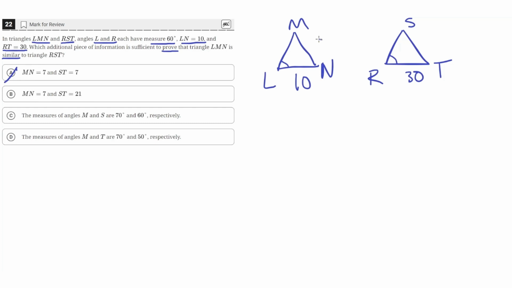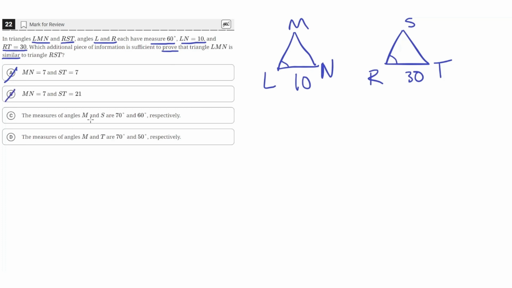B: MN is 7 and ST is 21. This is not enough information to prove that two triangles are similar, because the third side could be of any length. It's not constrained enough by the fact that this angle is equal to that one and that these two sides are proportional. So B cannot be the answer either.